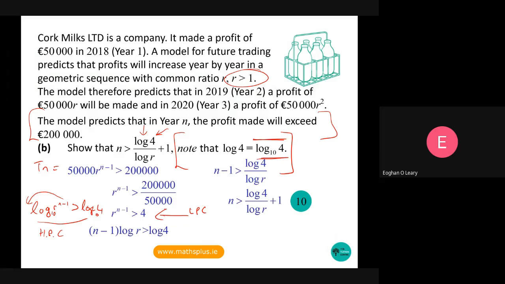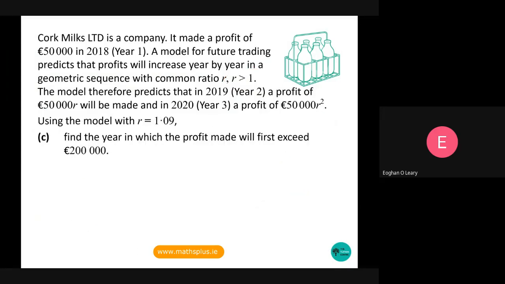Okay, so now again we bring it back to this part that you're going to learn from this process. Part C, you could figure out part C without ever doing A and B, because it says use the model with R equals 1.09. Okay, so now if you know that R is equal to 1.09, find the year in which the profit made will first exceed 200,000 euros.